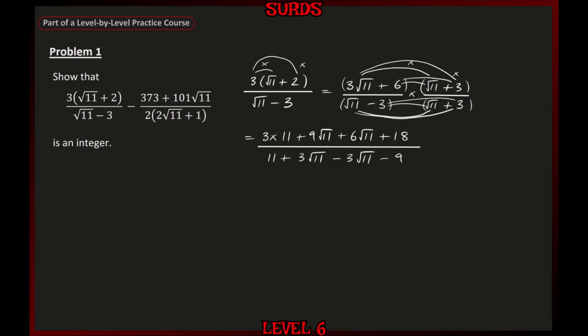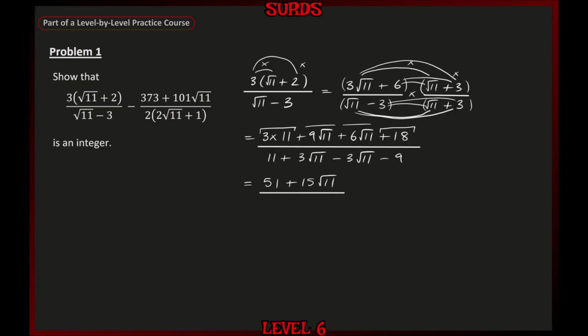Now looking at the numerator, we can simplify. So starting with the numbers that we have at the top, we have 3 times 11, which is 33, and we're going to add 18 to 33, which gives us 51. This becomes 51. We have 9 root 11 plus 6 root 11, which gives us plus 15 root 11.